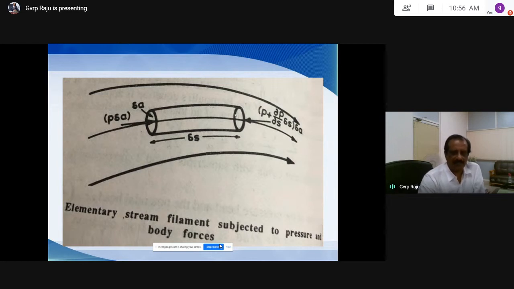So the pressure intensity here is equal to P plus dP by ds into dA. So this is the pressure intensity multiplied by area. So that is the pressure force here. This acts towards the negative x-axis. This is acting in this direction. This is acting in this direction. So find out the net pressure force. So net pressure force is equal to P dA minus P plus dP by ds into dA.